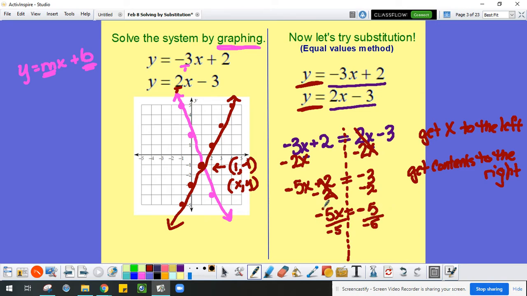-5 divided by -5 is 1. Right here is a big 1. 1 times x is x. And still, -5 divided by -5 is still 1. So I have the answer x equals 1.